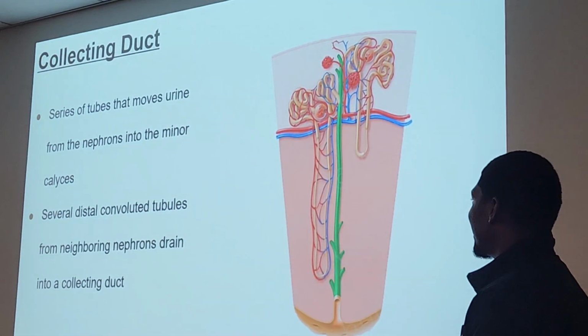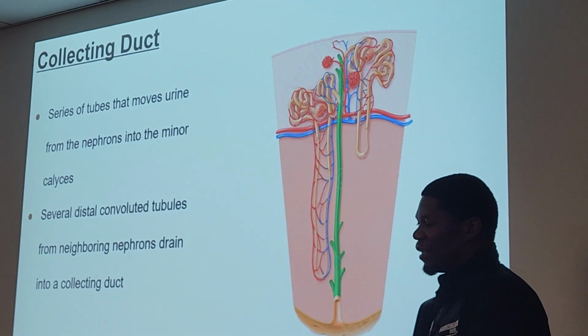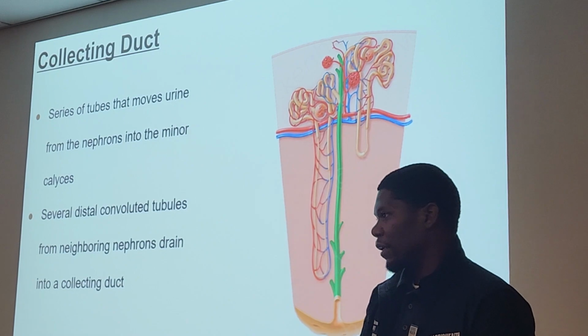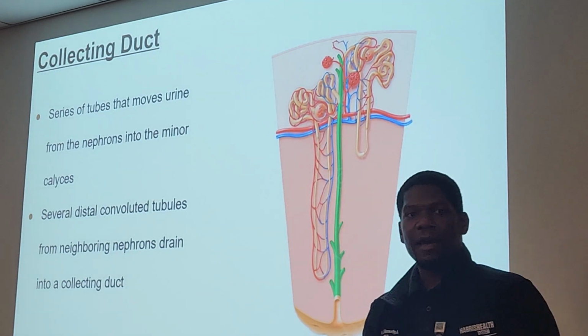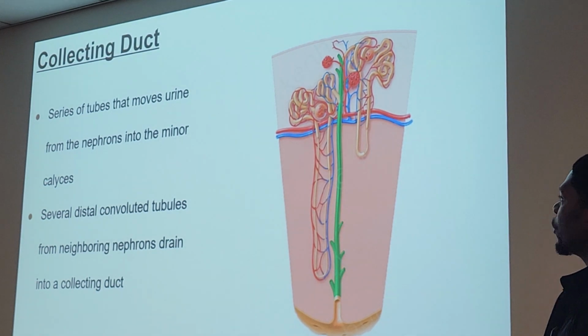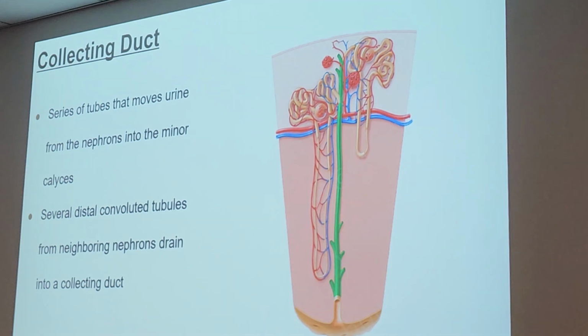The collecting duct, guys, that's the final part right here. There can be mixed reviews on this. Is this a part of the nephron? Is it not? Most texts that I read say that it's not part of the nephron, but this is the most distal part. It's a series of tubes that move urine from the nephrons into the minor calyces.